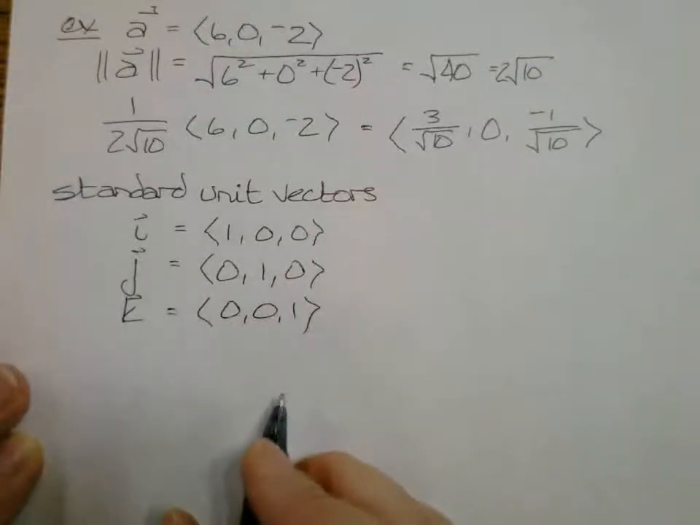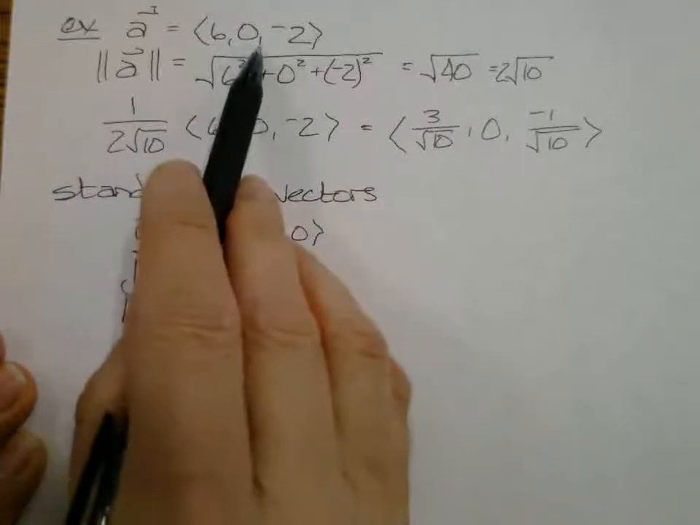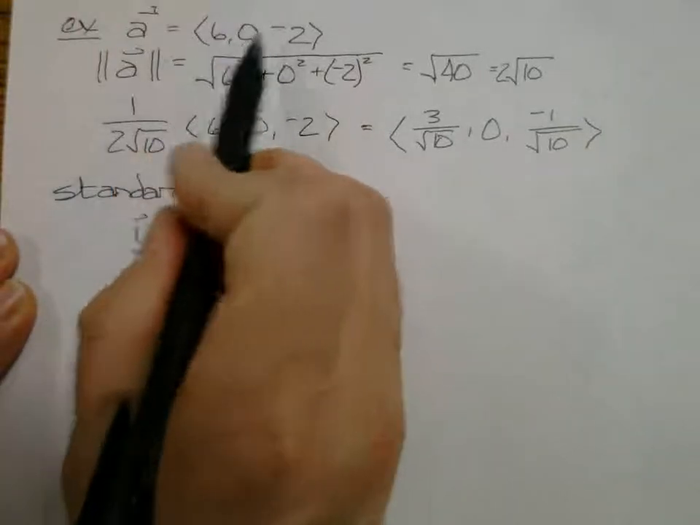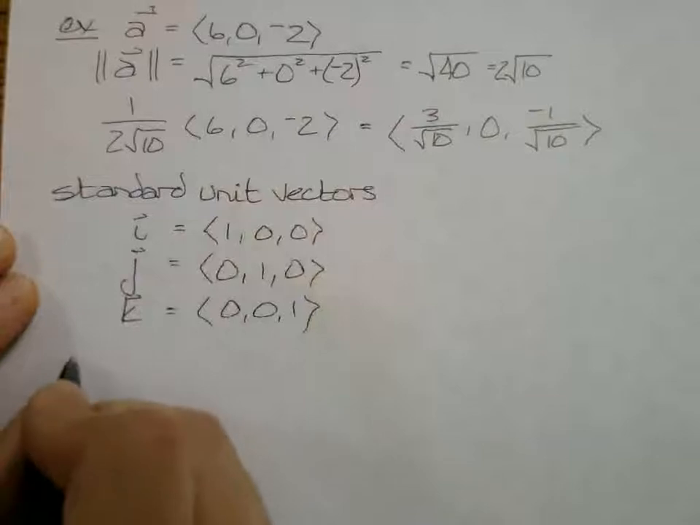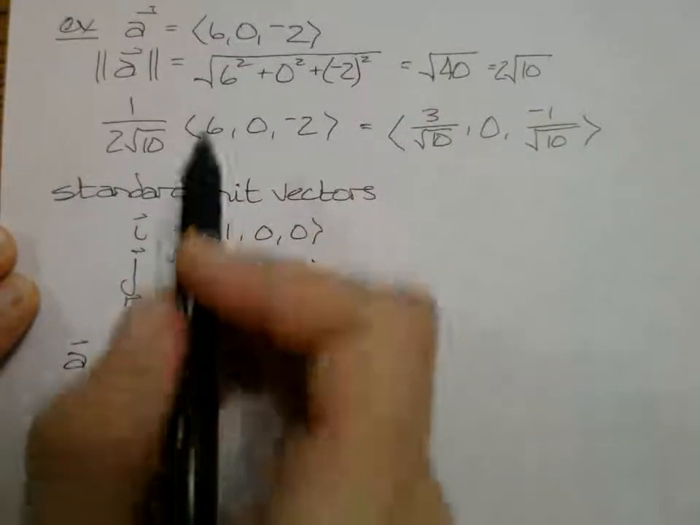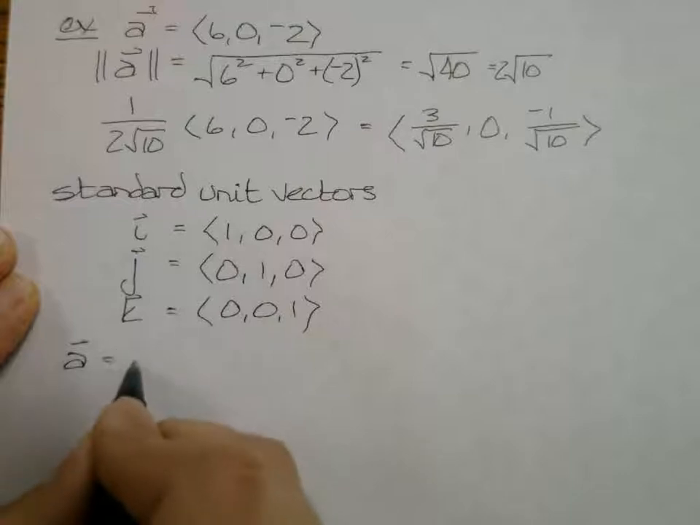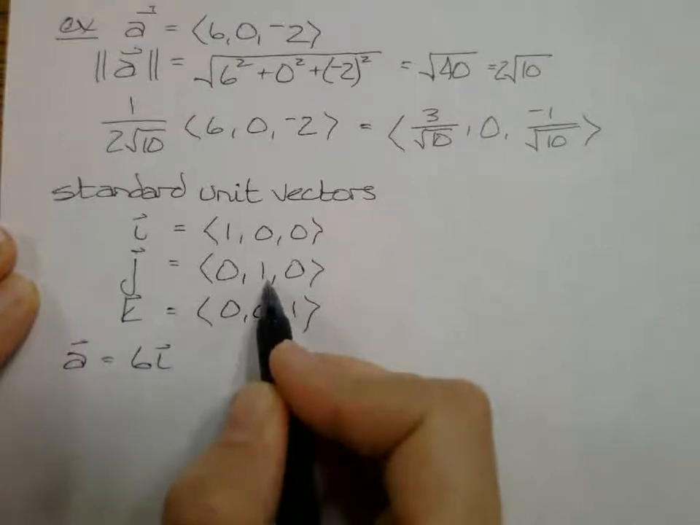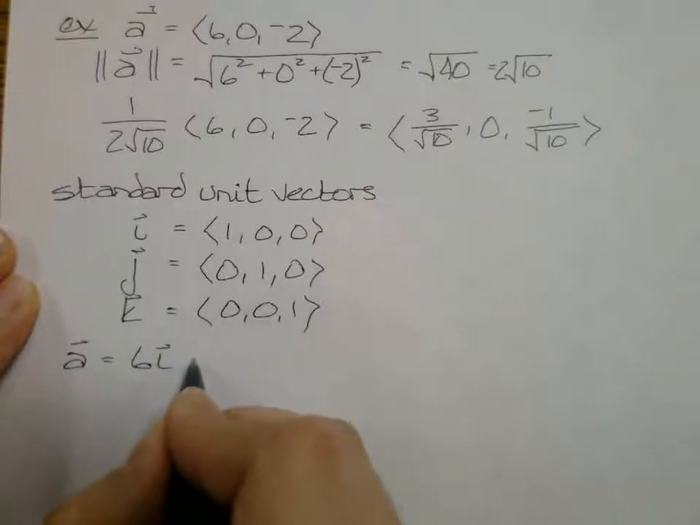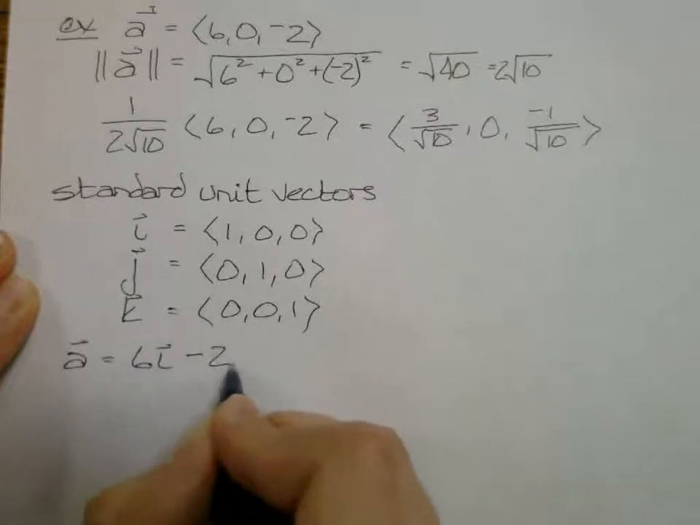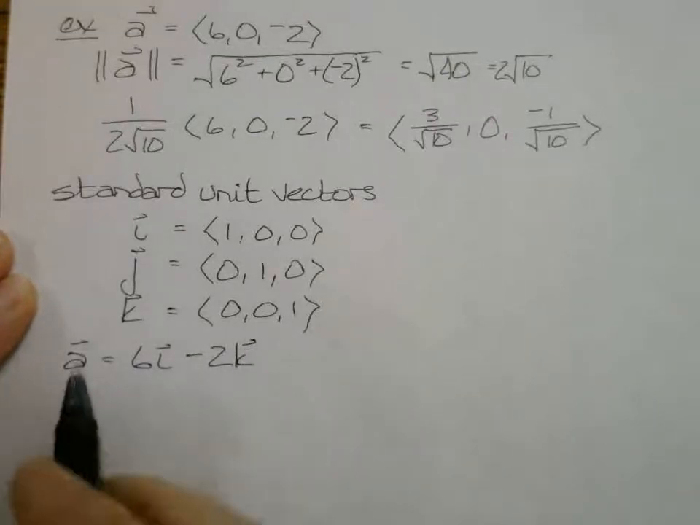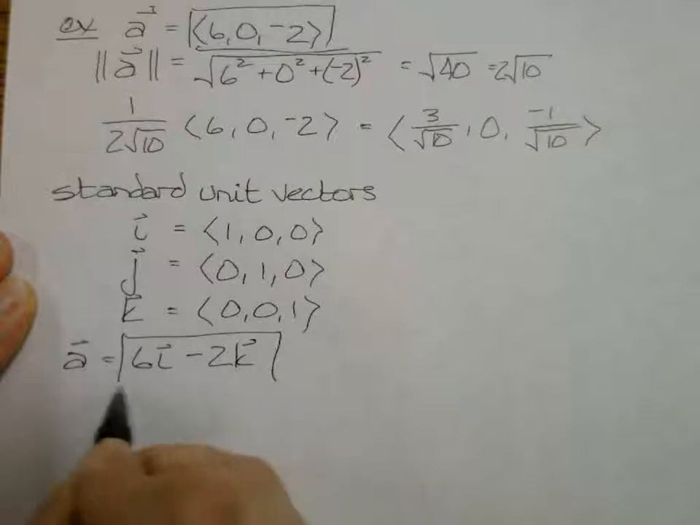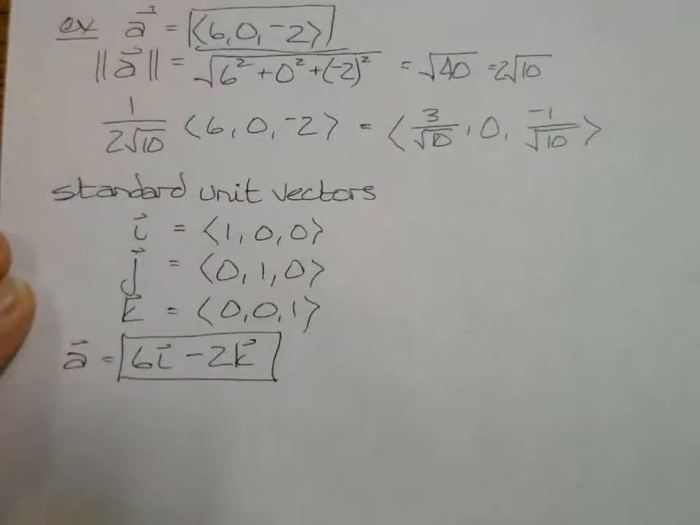So if I want to write my original vector A, 6, 0, negative 2, using the standard unit vectors instead of component form, that's what this is with the pointy brackets, I can rewrite it. That's 6 in the x position, so 6 times i, 0 times j, which I'm not going to write because it's 0, and then negative 2 times k. So A is 6i minus 2k. Those give exactly the same information.